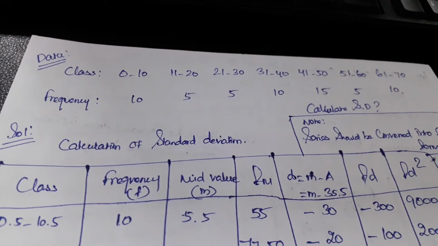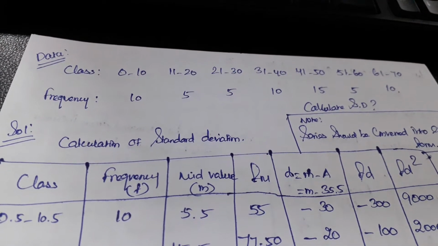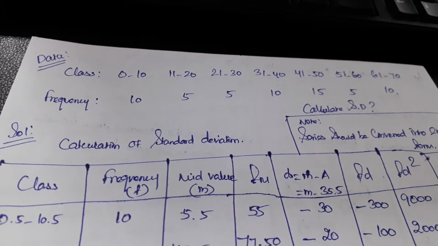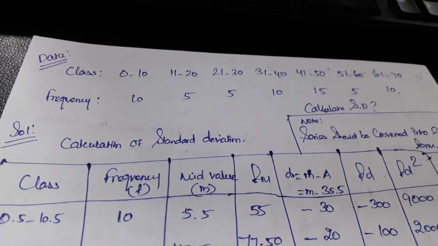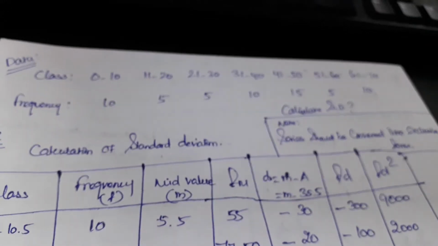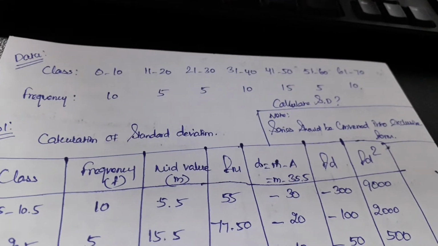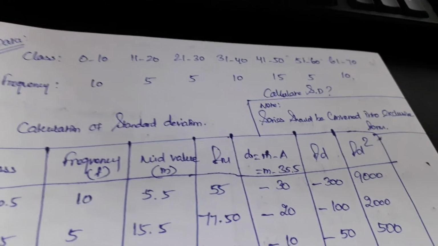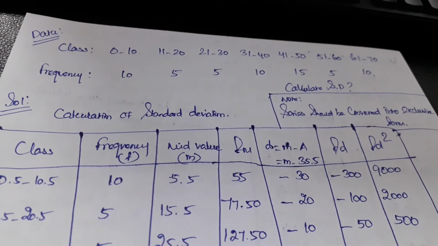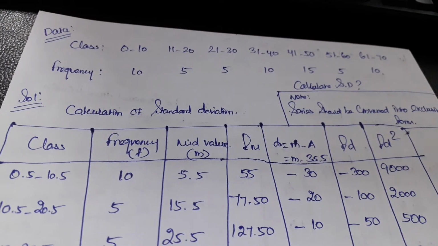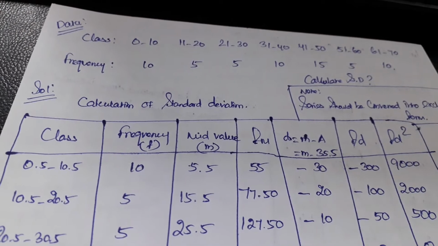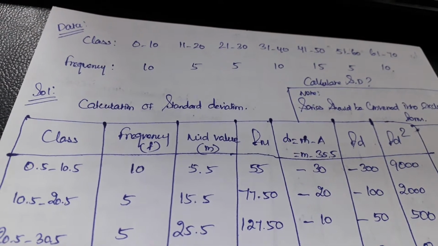The data is given here through which we have to calculate the standard deviation. Look at the test. It is a continuous series. So the series is an inclusive series. So we need to convert the series into the exclusive series. Then only we can find out the standard deviation easily. The title would be calculation of a standard deviation.